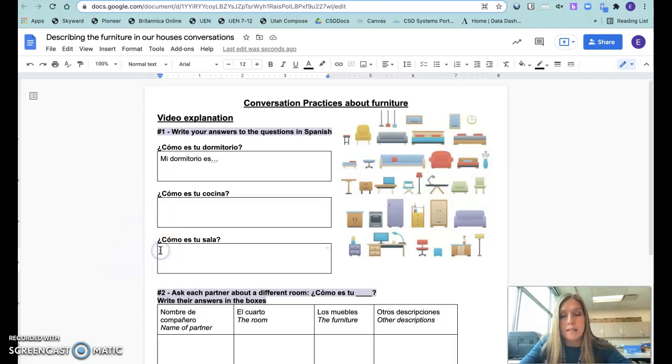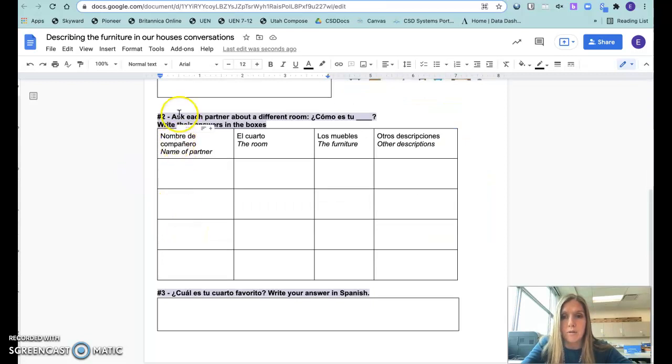¿Cómo es tu sala? Same thing. You could do the I. En mi sala hay una sofá, 2 sillones, una estantería. Pues 3 estanterías en mi sala. So go ahead. You're going to write all of this down.